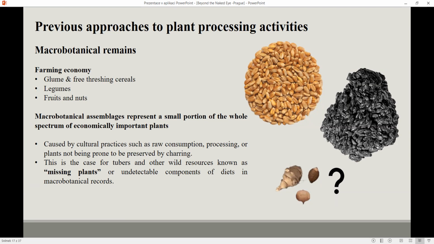nuts. However, we have to be aware that the macrobotanical assemblage may actually represent a small portion of the whole spectrum of economically important plants, because not all plants are preserved by charring. Charring usually occurs by accident.